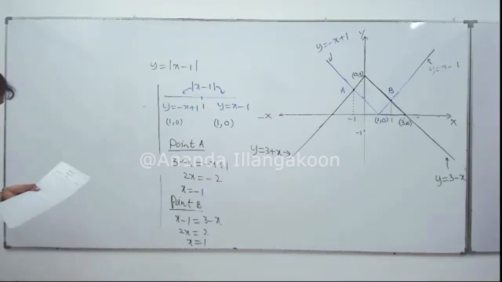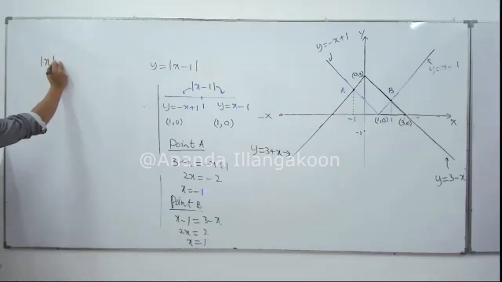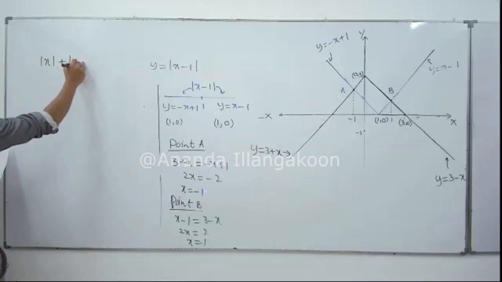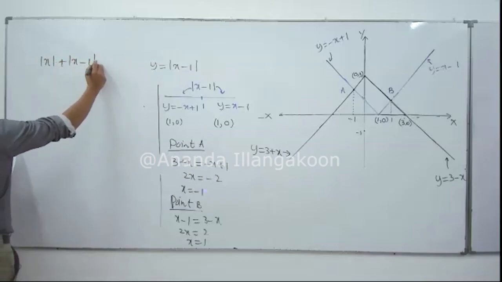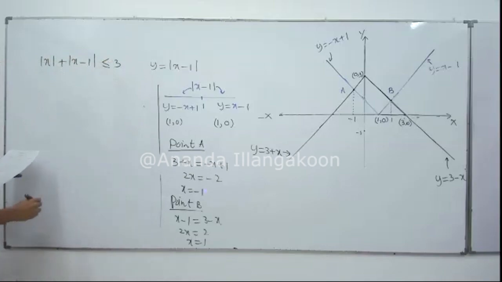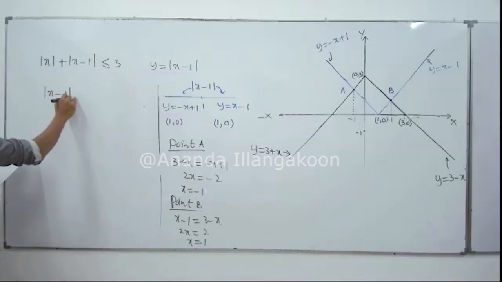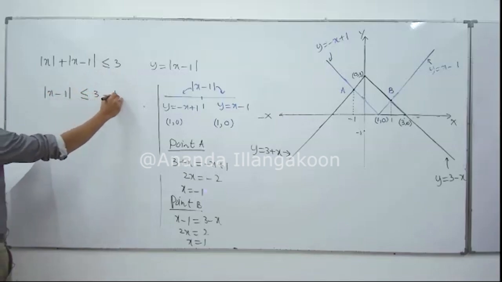The question is asking: mod x plus mod x minus 1 is less than or equal to 3. Take the right hand side: mod x minus 1 is less than or equal to 3 minus mod x.